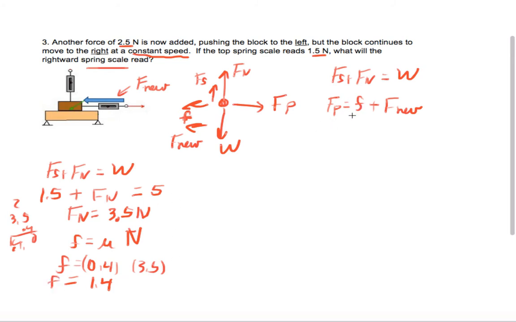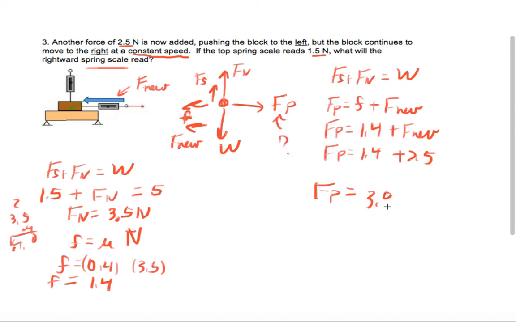Let's see what else I can do with that. So I know that the pulling force is 1.4 plus F nu. And I was told that F nu is 2.5. So I'm getting a pulling force on the new scale, which is what we wanted to solve for, of 3.9 newtons.